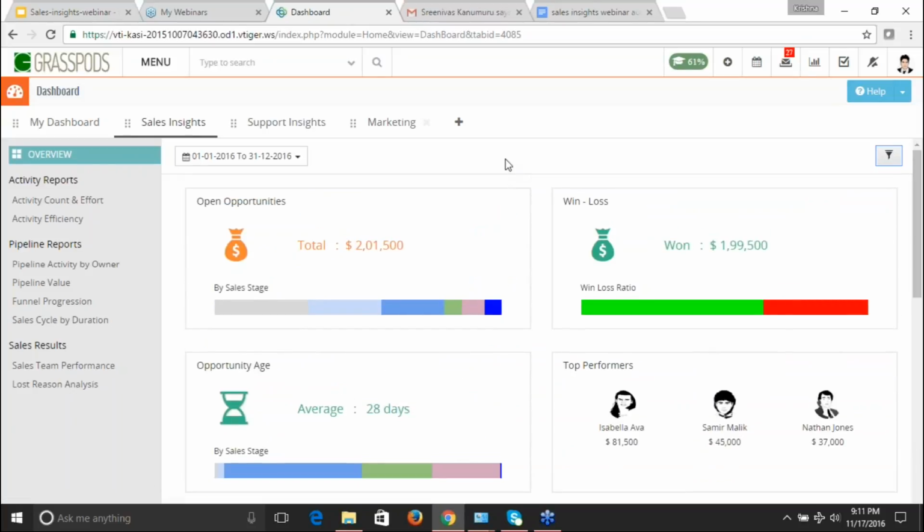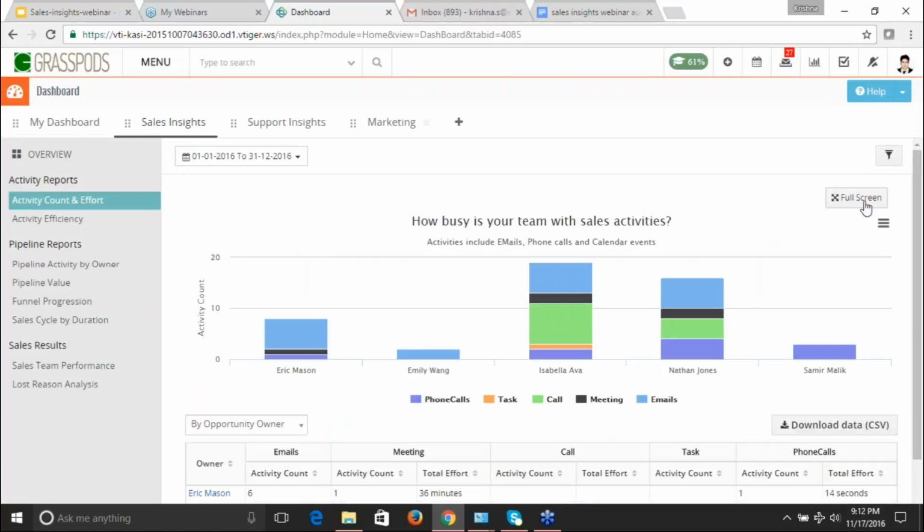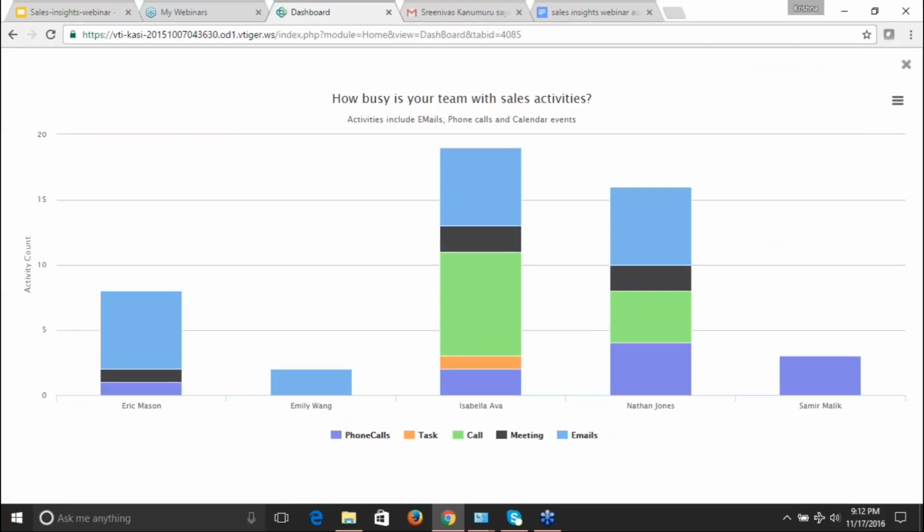And then what I want to do is drill down and see what the sales team is up to. Are they focusing on the right things? How many activities do the deals need to close, etc.? So let's start off with the activity count and effort. I'm going to maximize the screen.